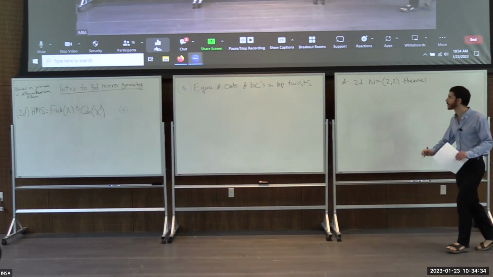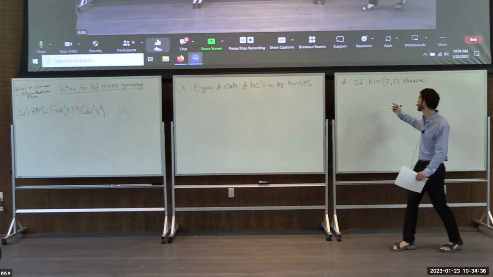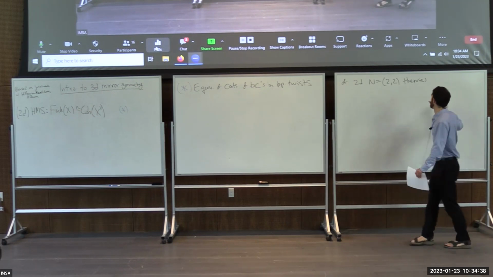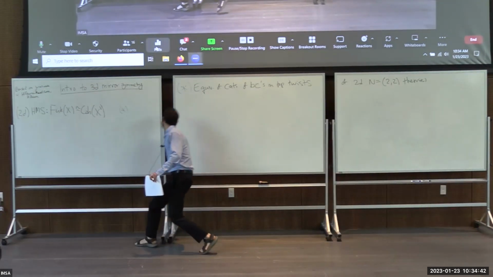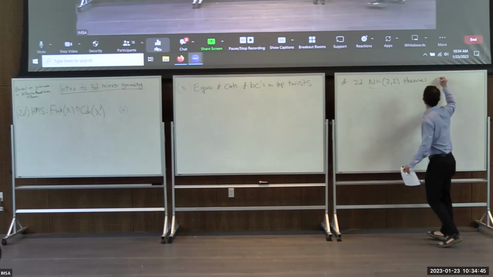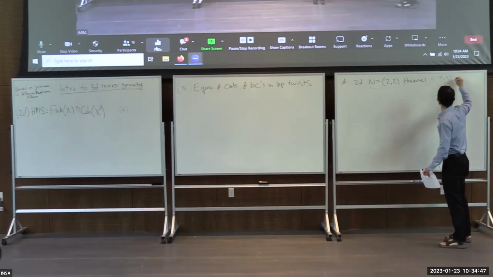Okay. So why am I telling this story? Oh yeah, let me say where these (2,2) theories come from. This (2,2) theory stuff comes from the fact that X and X check are Calabi-Yau manifolds.